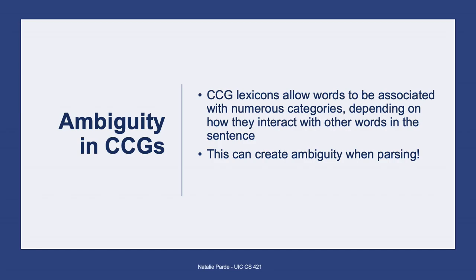Since there are so many lexical categories in CCGs, this can lead to ambiguities when parsing. A given word could potentially be associated with many different categories. This means that the main issue that needs to be addressed in CCG parsing is resolving the choice of which lexical category to assign to a word, rather than focusing primarily on grammar rules.